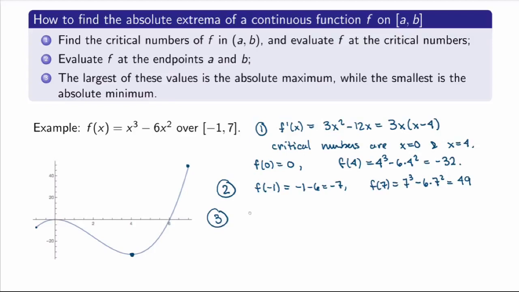So I look at the 4 values and I conclude right away that the absolute max will be f of 7, which is 49, which is the maximal value out of these 4 values. And the absolute min will be the smallest of these values, which turns out to be f of 4, which is minus 32. And that's indeed what we've said all along. This is here the absolute min, which is also a local min, and the absolute max is at the endpoint x equals 7.